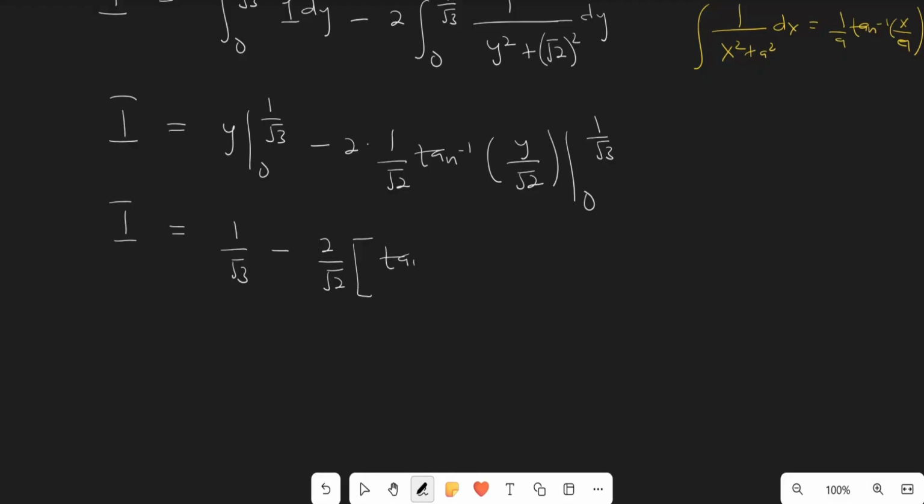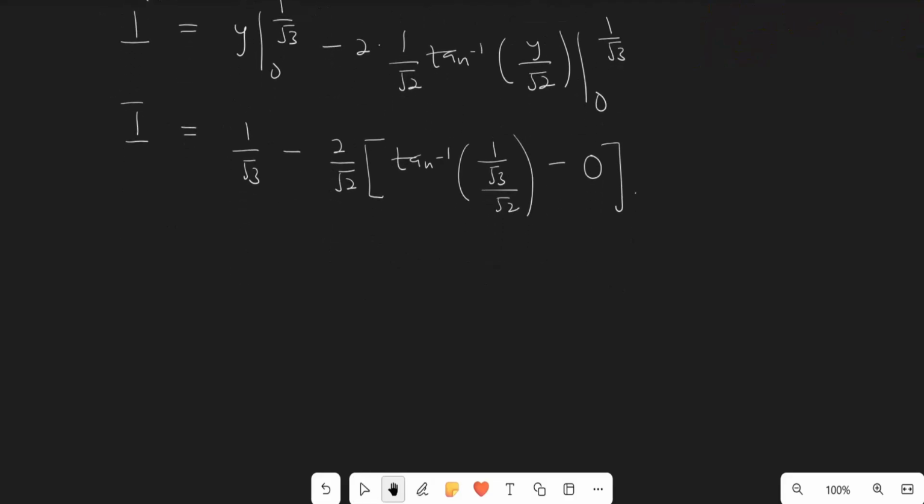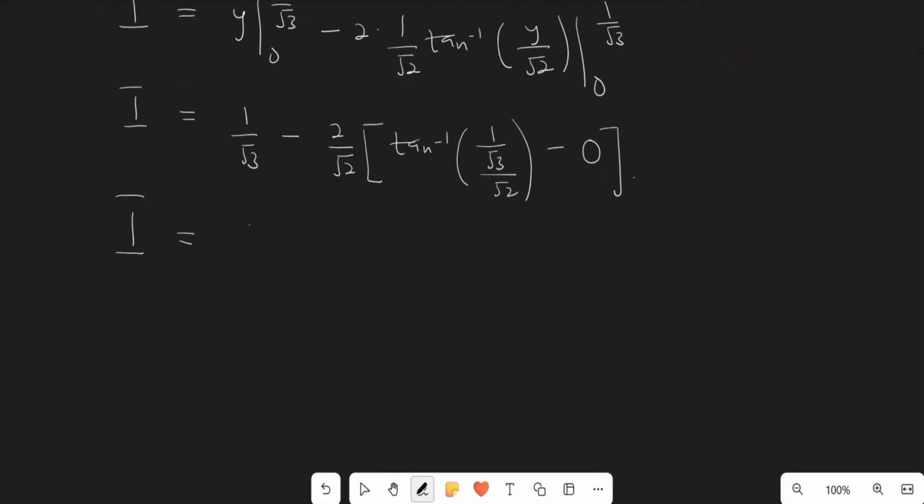limit. We are going to have the tan inverse of plugging 1 all over the square root of 3, which is going to be 1 all over the square root of 3, and then divided by the square root of 2, like this, minus, you plug in 0, tan inverse of 0 is going to be 0. So we have I to be equal to 1 all over the square root of 3 minus 2 over root 2. When you are rationalizing the radical, that is going to be the square root of 2. And then we have the tan inverse of 1 all over the square root of 6. That is simplifying this.